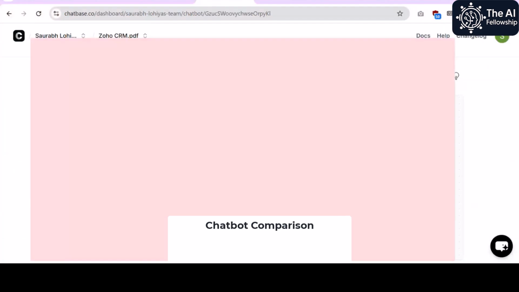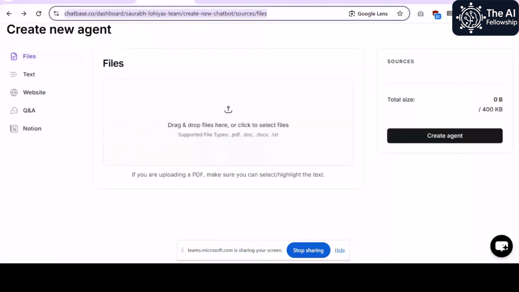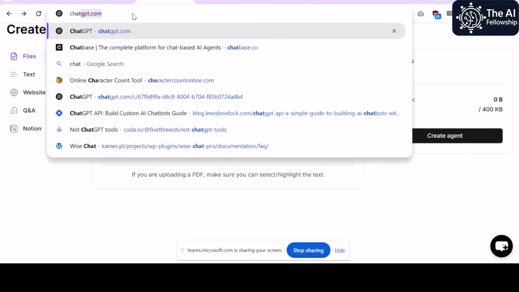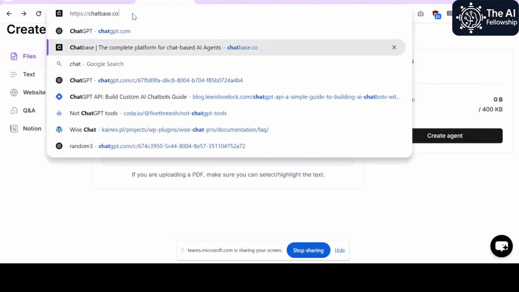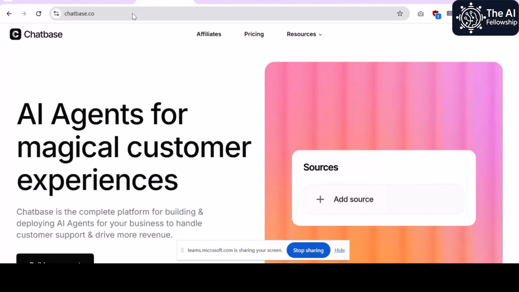That is why I was saying it is very important to understand how these chatbots are working.